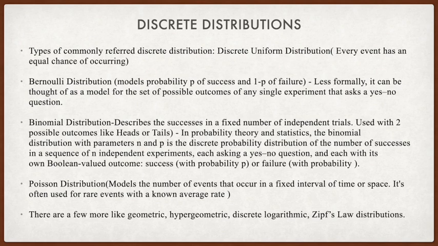Poisson distribution models the number of events that occur in a fixed interval of time or space. It is often used for rare events with a known average rate.